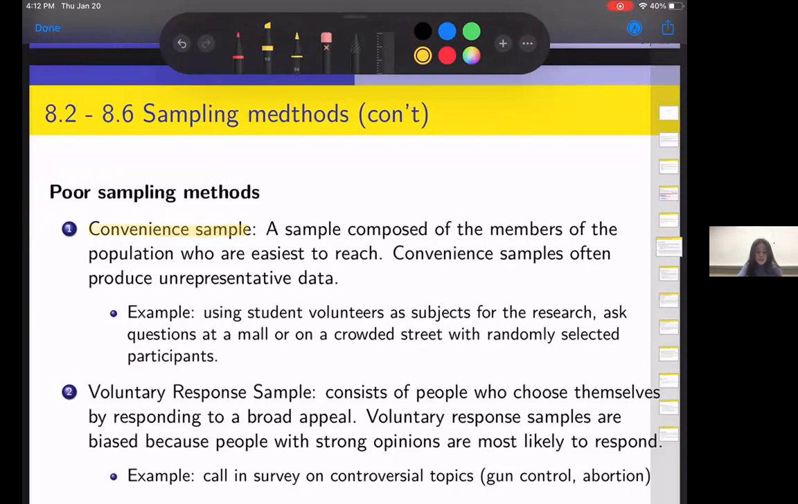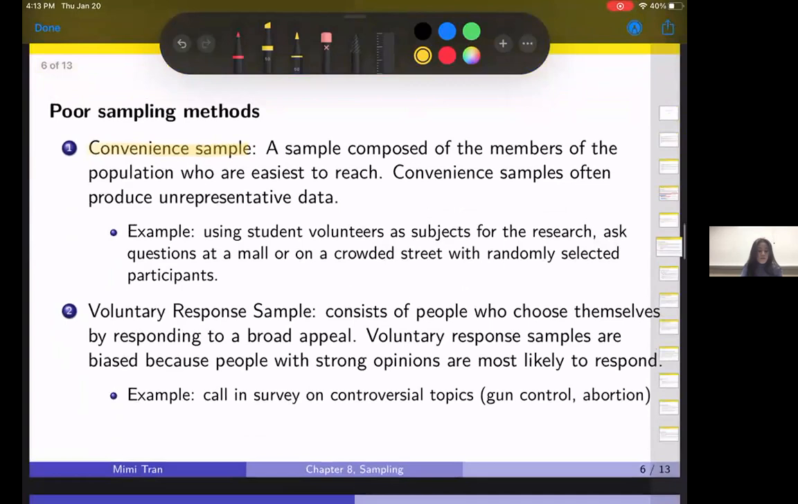Or asking questions at the mall or on a crowded street with randomly selected participants. This is bad because, say I want some information, I go to the mall and randomly pick people to ask the question. Now you say, well, you randomly pick people, how come it's bad? The thing is, for example, if I want to ask whether they are employed or unemployed, first of all, I'm probably going to aim for people who are well-dressed, because they're probably employed. I'll probably ignore the homeless or people who I think might snap back at me, right? So your emotion plays a part, which is bad. It's not random, I choose my participants, so that's not good. That's why the convenience sample is bad.